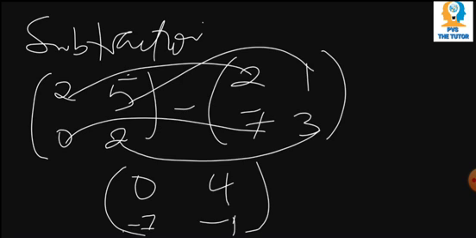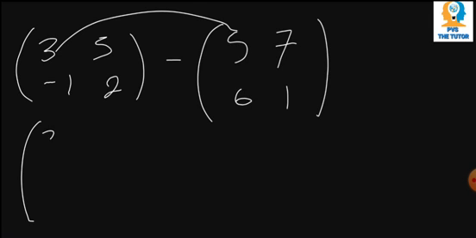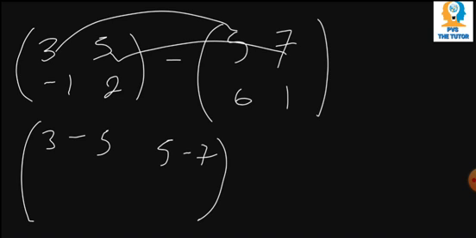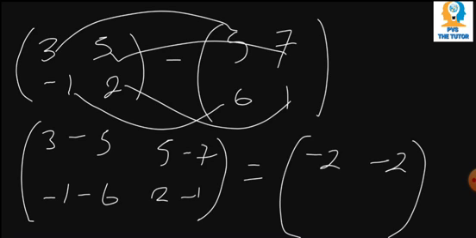Let's look at one more example. Here we go. It will be 3 minus 5, then 5 minus 7, then negative 1 minus 6, then 2 minus 1. And this will give us 3 minus 5, that's negative 2, 5 minus 7, that is also negative 2, then negative 1 minus 6, that is negative 7, then 2 minus 1, that will give us 1. So that's how we can easily subtract two or more matrices.